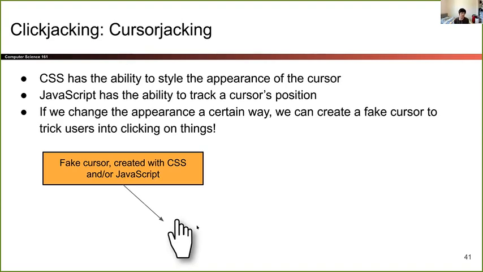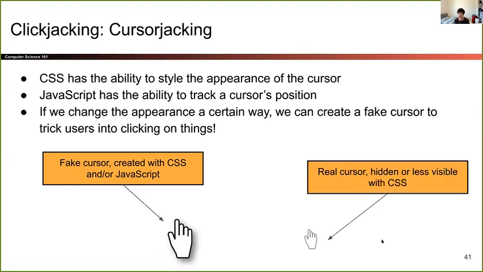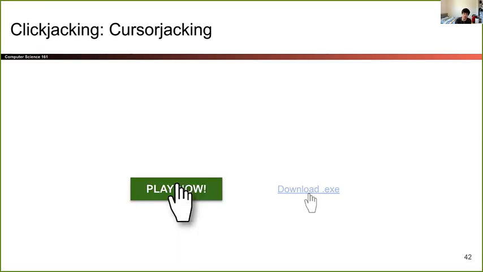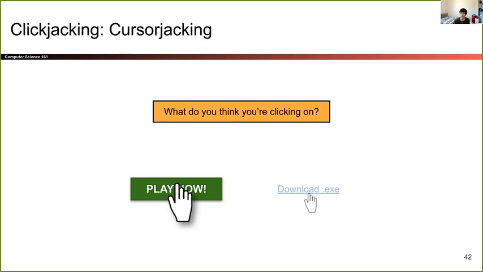So here we create a fake cursor, maybe with JavaScript or CSS. And then our real cursor is still somewhere else. So maybe we've hidden it entirely with CSS, or at the very least made it less visible. And as we go to click on something, maybe we see this is our real cursor, so I want to click on this play now button. But in actuality, my cursor is about 2 feet to the right, and I'm actually about to click on this download exe button. So if you were to see this, what would you think you're clicking on?